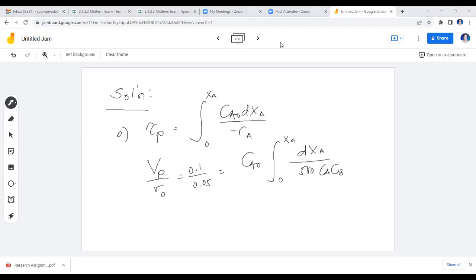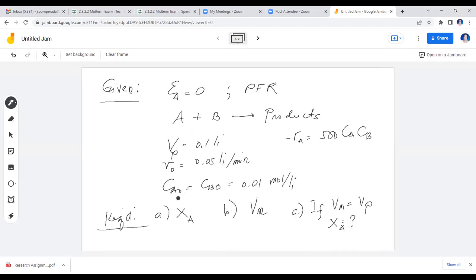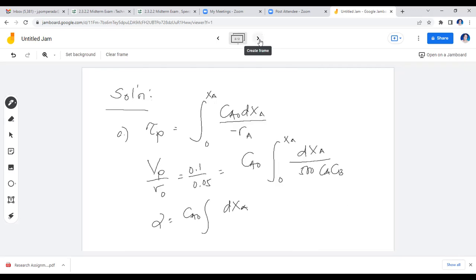So we have 2. So this is 2. And I can write now CAO, and I will have dXA. Now we've known already, class, that whenever we start with equal concentrations, you can see here that we're starting with equal concentrations of A and B, and stoichiometrically we have 1 mole for each, then we can write or simplify or rewrite or transform our rate law in this simplified manner.